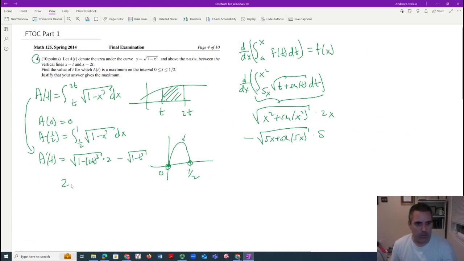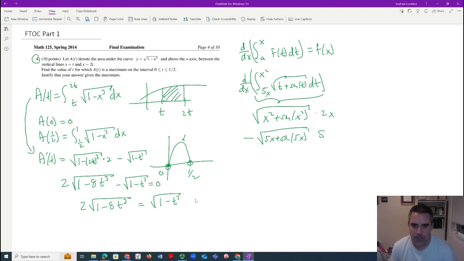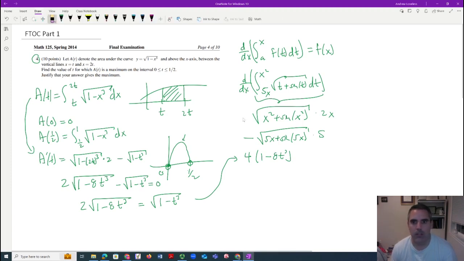So if you're trying to solve 2 times the square root of 1 minus, let's simplify this as we go, minus the square root of 1 minus t cubed equals 0. Do you know how to solve that? Well, we would really like to isolate the square roots so that we can get rid of them, and that's fairly easy to do. And then we'll square both sides, so we're going to get 4 times 1 minus 8t cubed.